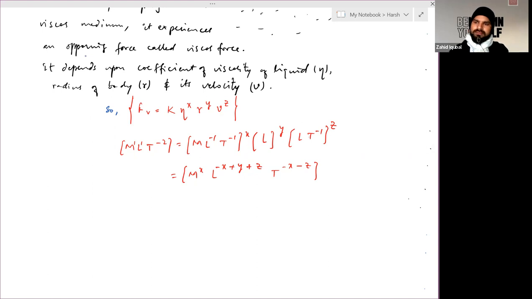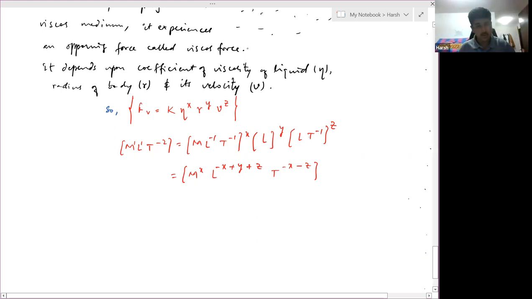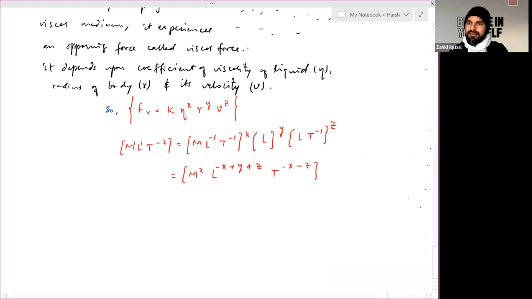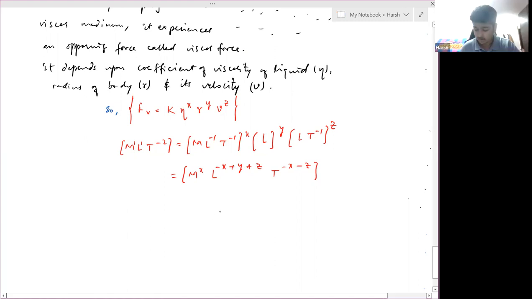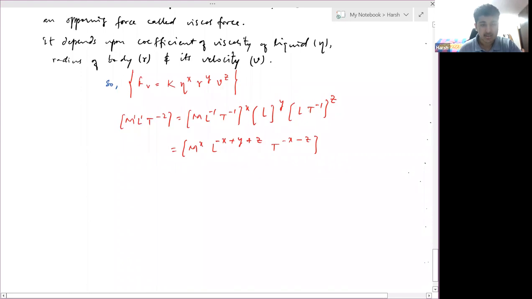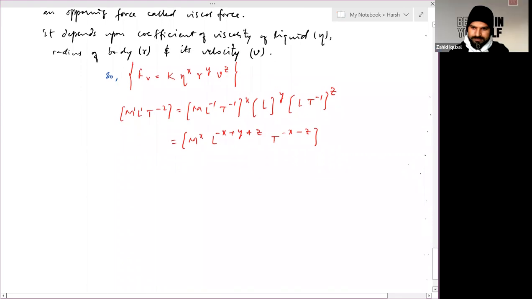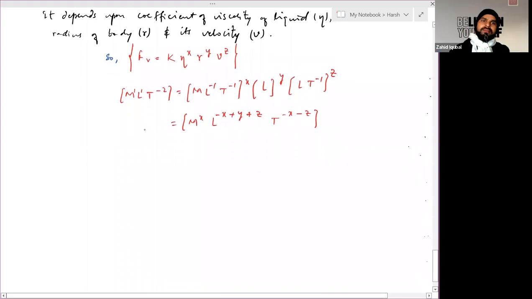Harsh, solve. Sir, I got the values of the exponents. Tell me the values of x, y and z. Sir, x is 1. Yes. Y is 3. Okay, and z? Z is also 3, sir. You have made a little mistake.